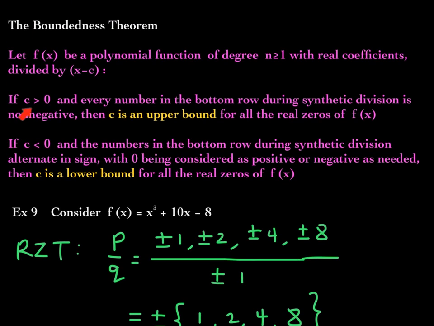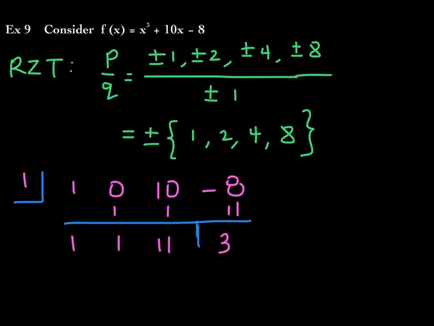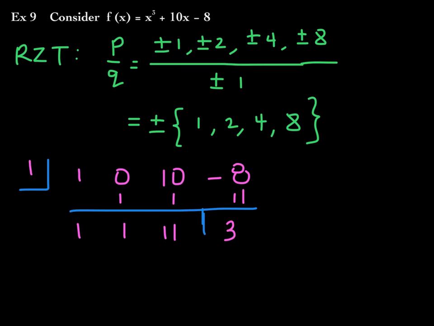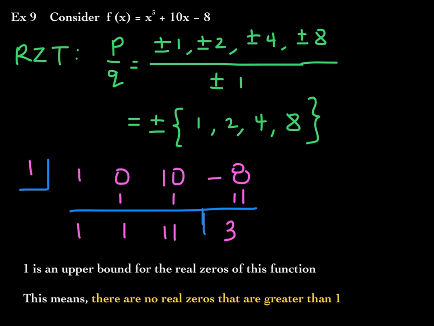If c is positive, which it is in our case, and every number in the bottom row during synthetic division is non-negative, then c is an upper bound for all the zeros. So in this case, what we just figured out is 1 is an upper bound for all of the zeros. All right, everybody, so 1 is an upper bound for the real zeros of this function, and this is what it means.